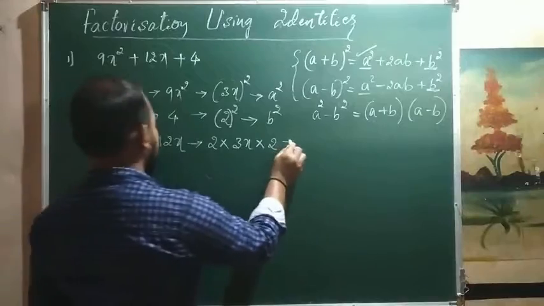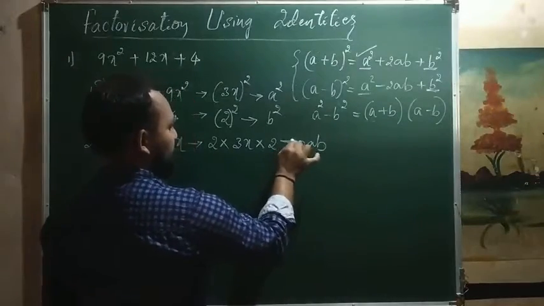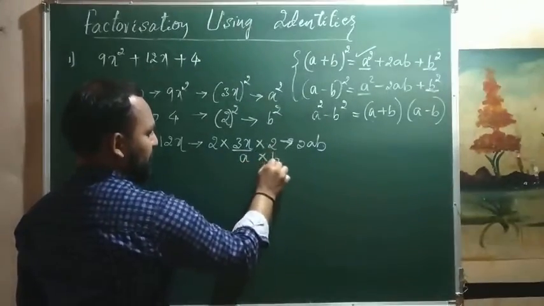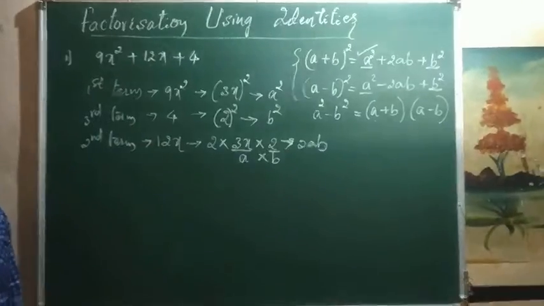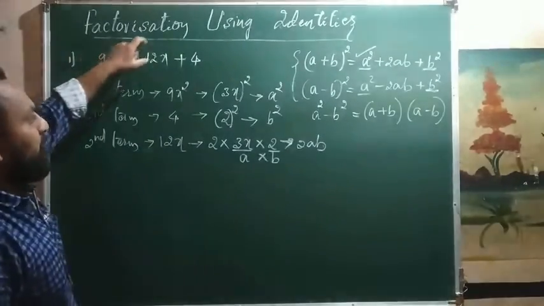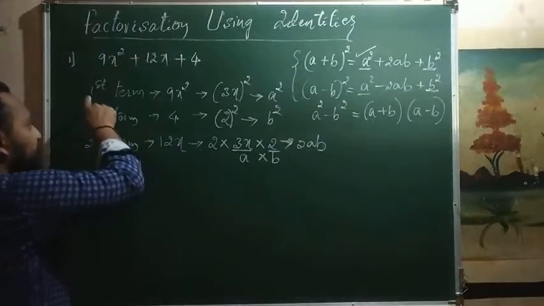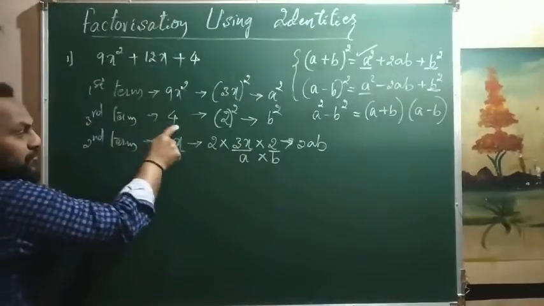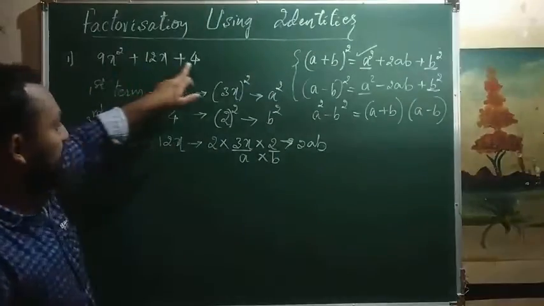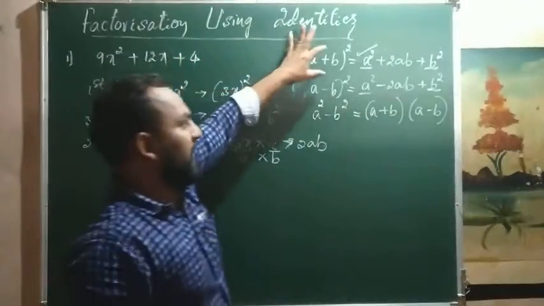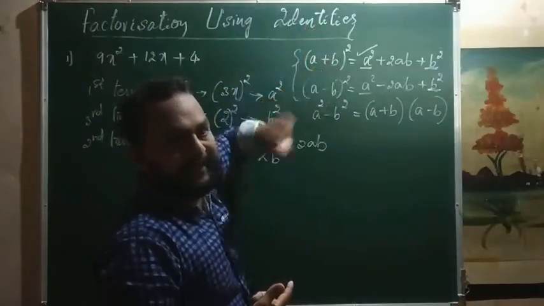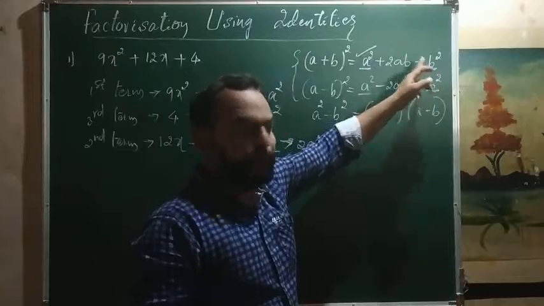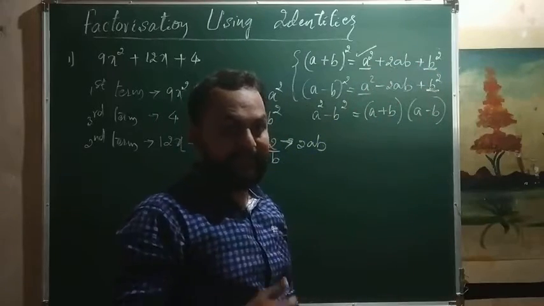And this is 2ab, here 2, this is a into b. Then 9x square plus 12x plus 4. Here the first term 9x square is 3x whole square, a square. Then the third term is 4. The first and third terms are perfect squares, so apply the first identity or second identity, because here the first and third terms are perfect squares.